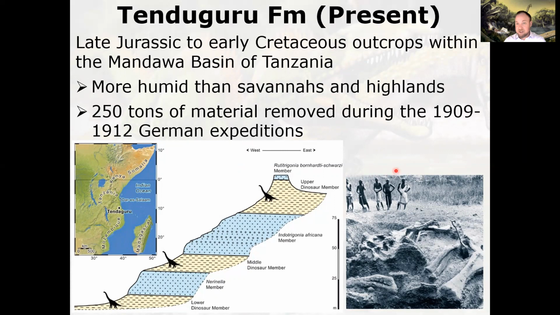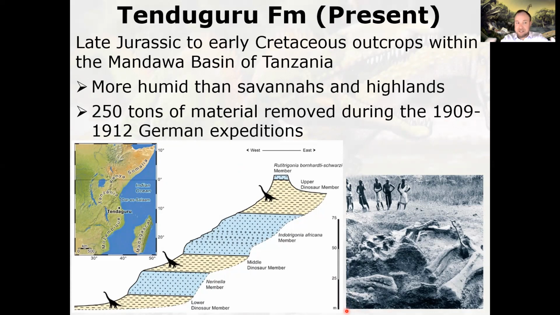One thing that's, again, very notable about Tendaguru, we talked about that earlier in the class. There were 250 tons of material that were removed from here by the German expeditions. A lot of that material is on display in the Berlin Museum now. From 1909 to 1912, German expeditions came in when this was a colony. And so again, this is an example of the colonial era or imperialist era of paleontology.